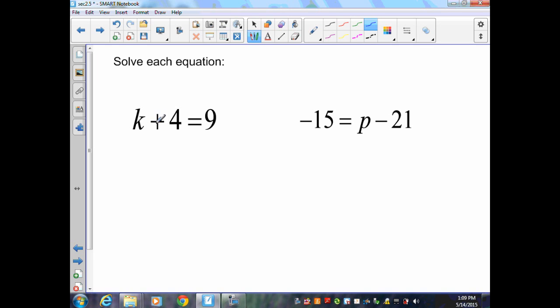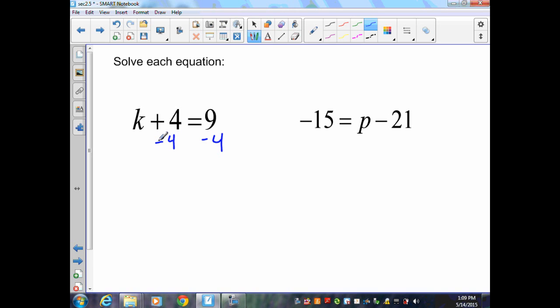What's happening to my variable? 4 is being added to it. So what I want to do is the opposite. I want to subtract that number from both sides. And I do want you to show this. I know you could use your head and determine what k is, but show this step.